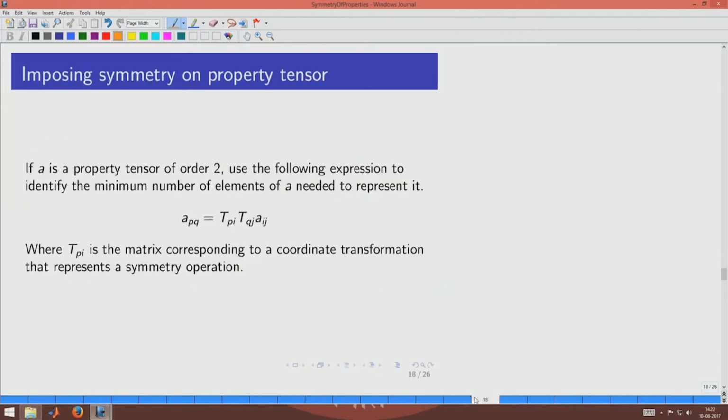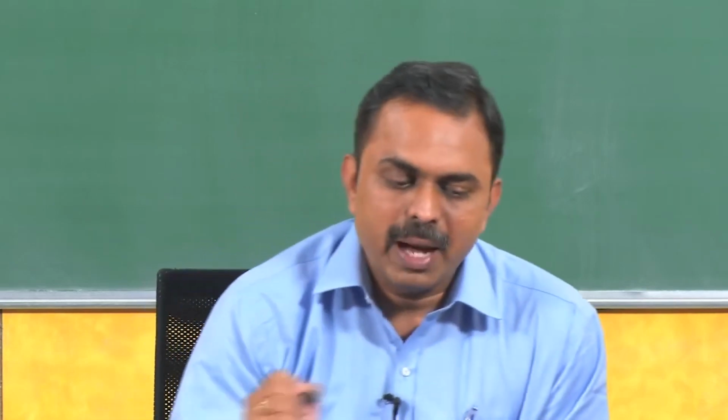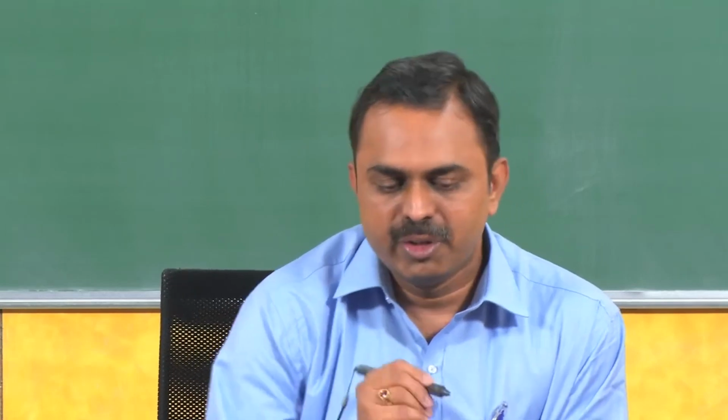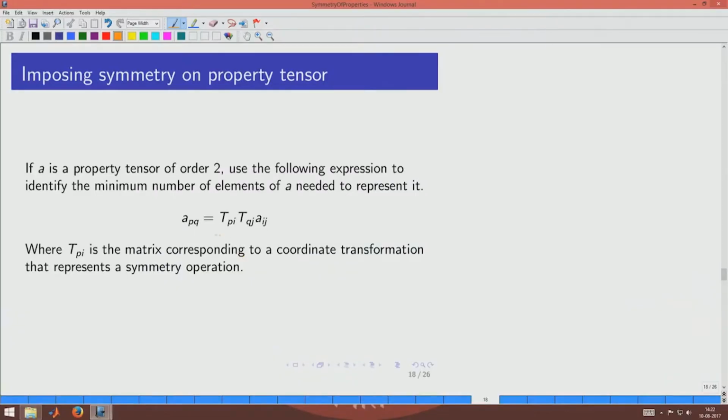Now let us look at how we are going to use the symmetry of the crystal to arrive at how many elements there can be in the property tensor. We are going to combine the definition of the tensor and also the Neumann principle. The definition is going to look like this. In the new coordinate system the indices are p, q, and in the old coordinate system it is i, j, and normally we would put a star on the A to show that it has elements in the new coordinate system. The one without stars is the one with the old coordinate system.